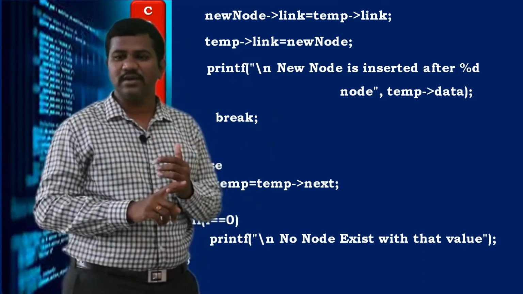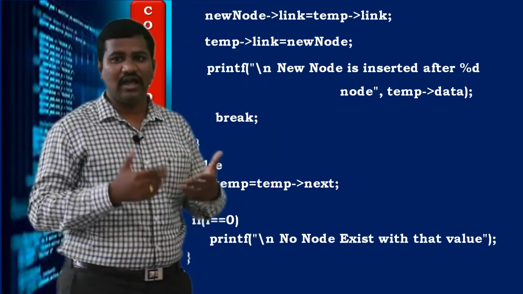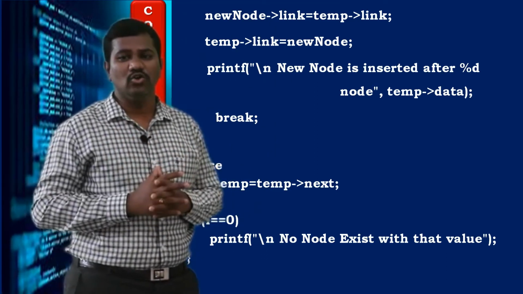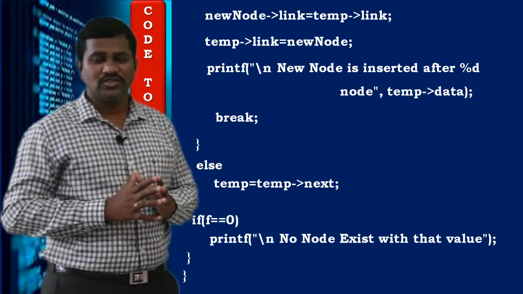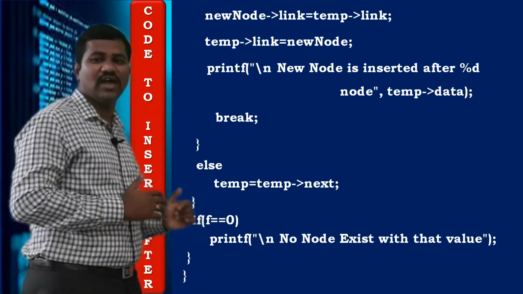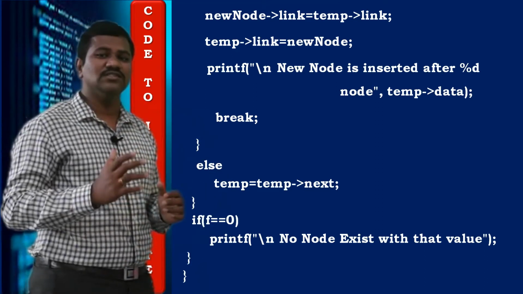If the links have been established, after allocating a block of memory and establishing the links, we need to come out of the loop. After coming out of the loop, what happens? We'll be checking the value of f. So we would like to insert a node after 20.